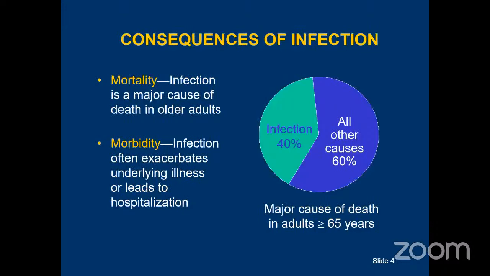Consequences of infection: mortality and morbidity. Mortality: infection is the major cause of death in older adults. And morbidity: infection often exacerbates underlying illness or leads to hospitalization. Here we have the major causes of death in adults over 65 years. Infection is 40% of deaths, and all other causes are 60%.